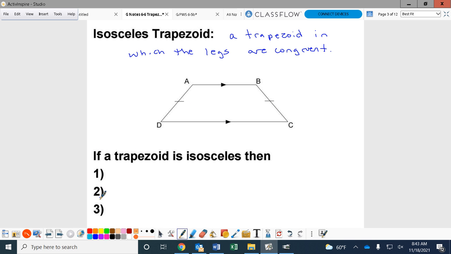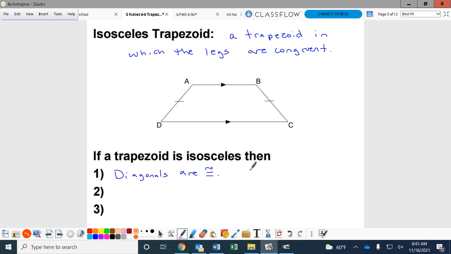Because of that, though, you create lots of special things. You've got all these properties down here that are going to be true because of it. And these things are going to be what you see a lot of your algebra done by, and the finding the missing numbers done by, in these isosceles trapezoids. So the first one says that diagonals are going to be congruent. Diagonals are congruent.